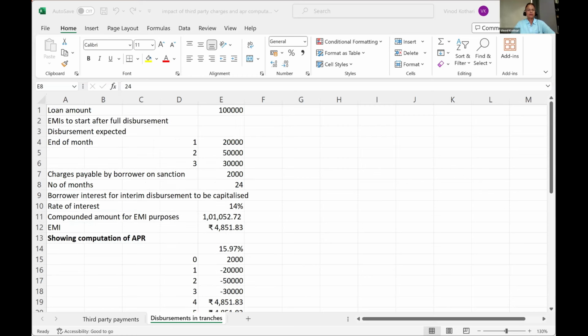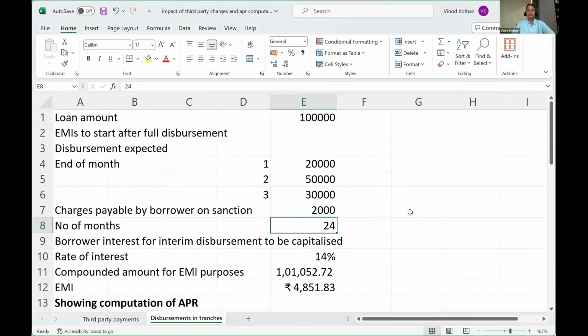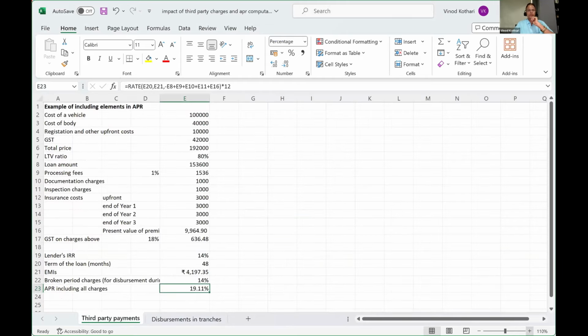So let's maybe take the case. I'll talk separately on third-party charges in some length, but I'm hoping that the screen is visible to you. You can probably see the screen. If you want me to magnify it a bit further. Think of, let's say, a loan amount of rupees 1 lakh. And then let's talk about this part first, third party payments.